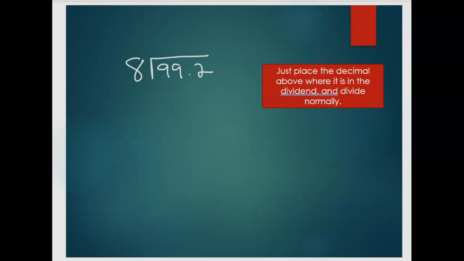So let's look at this first one. If we are doing 99 and 2/10 divided by 8, let's just pop the decimal point right there right now. There it is in the quotient before we even did any math.